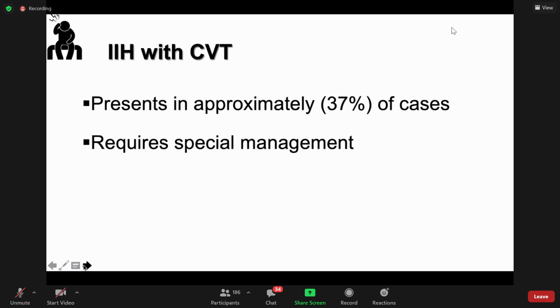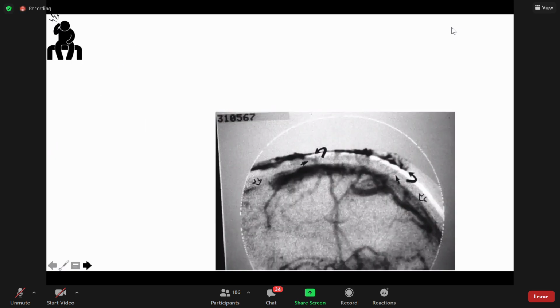Sometimes increased intracranial pressure may be associated with cerebral venous thrombosis. And as we can see in this picture, there is occlusion of the venous sinus here and occlusion of the venous sinus here. So in this angiogram, the dye has accumulated in the open part of the superior sagittal sinus. Then it goes inside the diploic veins. Then it goes into the scalp veins.